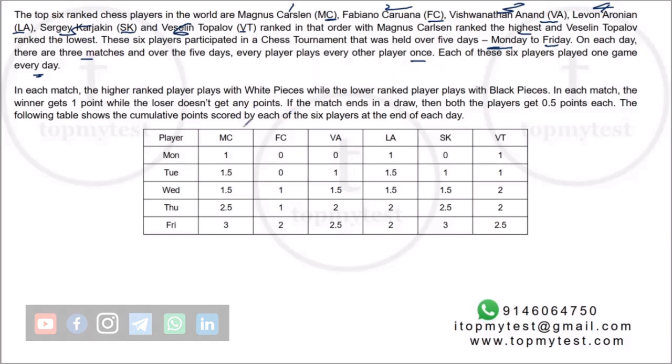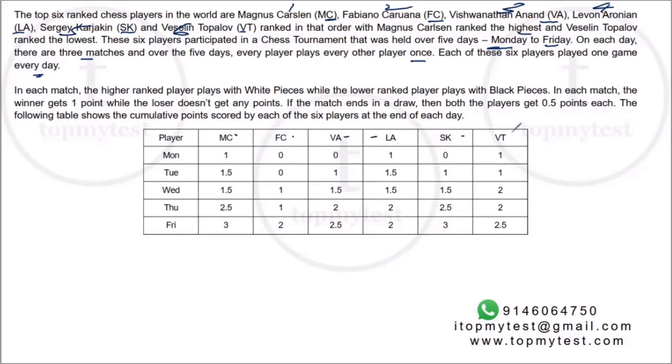So for example, one day it will be MC versus FC, VA versus LA, SK versus VT. On the next day, it will be MC versus VA, FC versus SK, and LA versus VT. On the third day, it might be MC versus VT, FC versus LA, and VA versus SK. So all these different possibilities are there. So different scenarios will be possible. Okay. So on 5 days, all the matches are concluded.